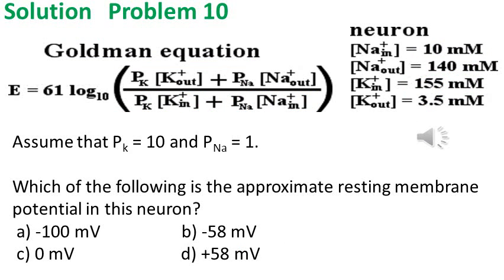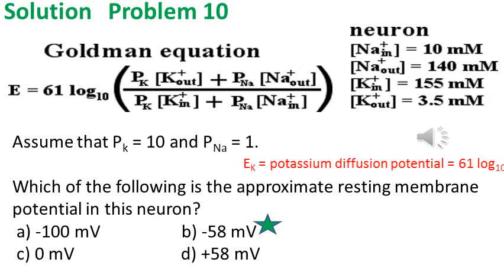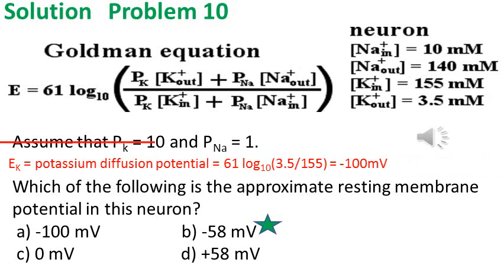The correct answer for problem 10 is choice B, minus 58 millivolts. For a problem like this, you can always check to see if the value of the membrane potential that you calculate makes sense. For a resting membrane potential where potassium is almost the only contribution, the membrane potential will be very close to the potassium diffusion potential, which is very negative.